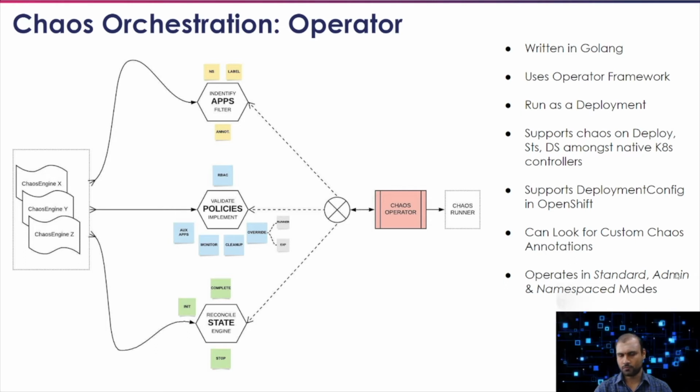In the admin mode of operation, the SREs or the cluster admins, or sometimes even developers who have their own development clusters, smaller clusters, might install Litmus in a centralized chaos namespace. That is where they will also pull the experiments and create the engines while killing the applications across different namespaces.